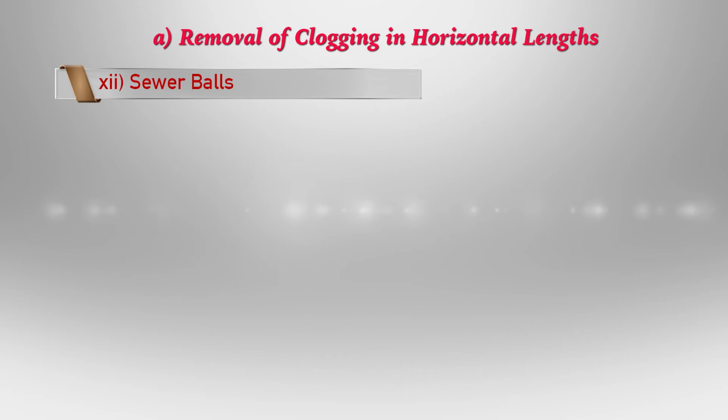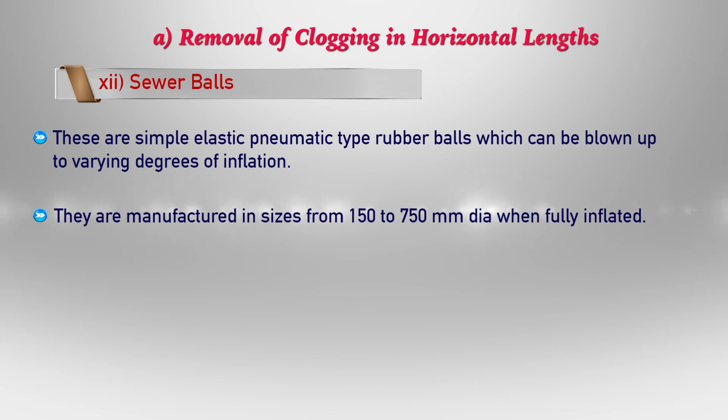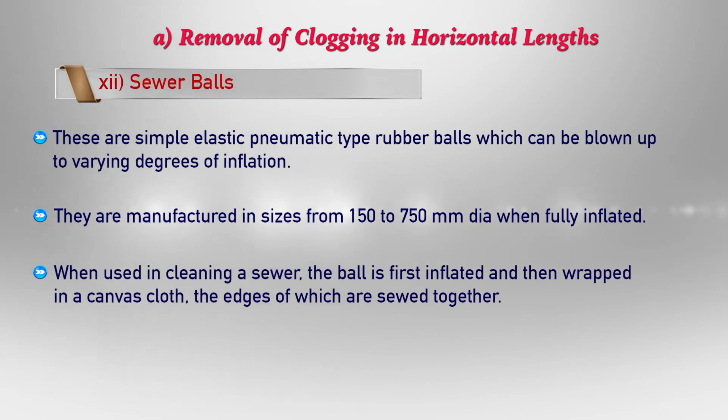Then another device is sewer balls. These are simple elastic pneumatic type rubber balls which can be blown up to varying degrees of inflation. They are manufactured in sizes from 150 mm to 750 mm diameter when fully inflated. When used in cleaning a sewer, the ball is first inflated and then wrapped in a canvas cloth, the edges of which are sewed together.